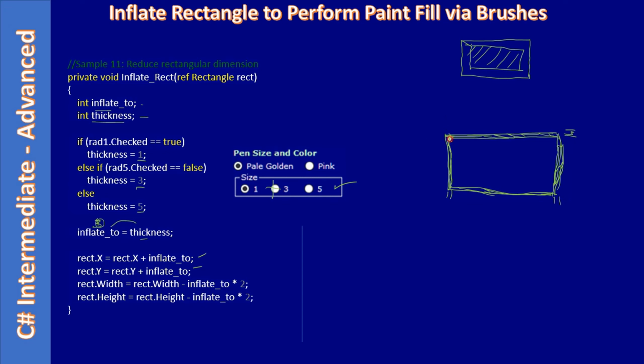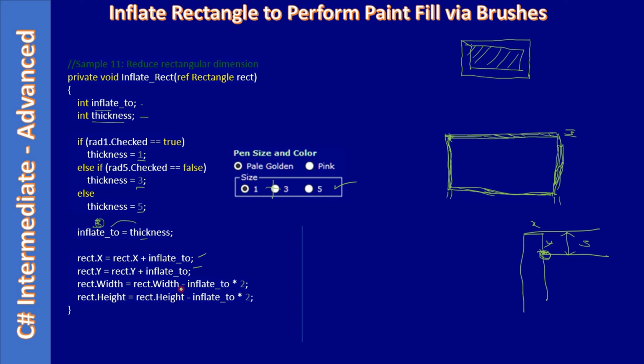That means we found our corner. If you see it here, this will be the pen thickness, right? It can be 1, 3 or 5. Let's say this is 3. That's why first we are locating the X and Y, 3 here and 3 here. In X 3 and in Y 3, and we locate this for the paint region. After that, for width and height, we are multiplying the inflated dimension by 2.